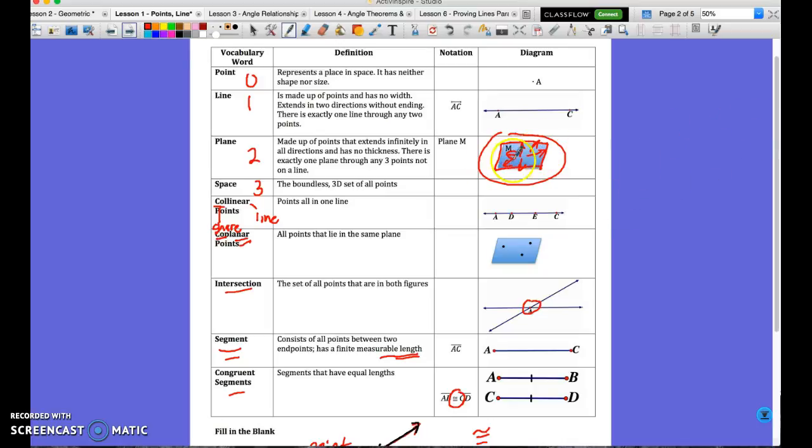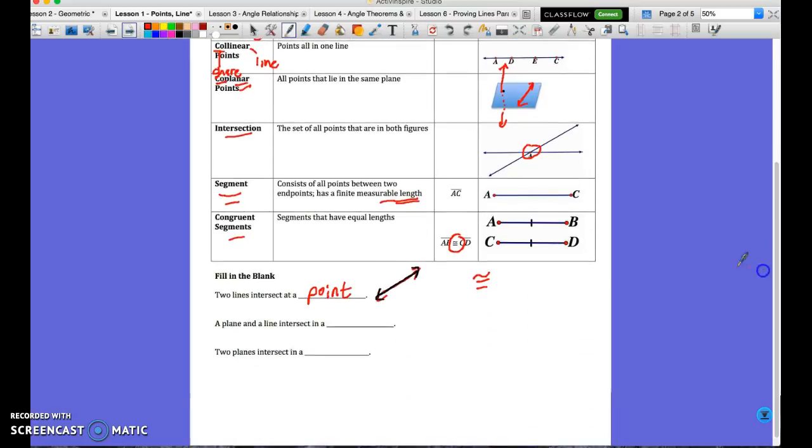Okay, so if we look at that as a plane, and so I'm just going to use this one, we might have a line that is contained within a plane, or we might have a line that passes through a plane, and that should hopefully help you to understand that the answer to this question, a plane and a line intersect in a point, but we might also accept the answer line in this case because the line may be contained within the plane, and therefore every single point on the line is an intersection.